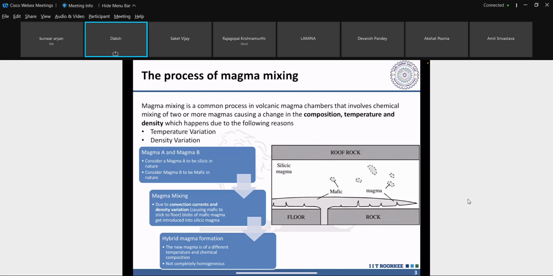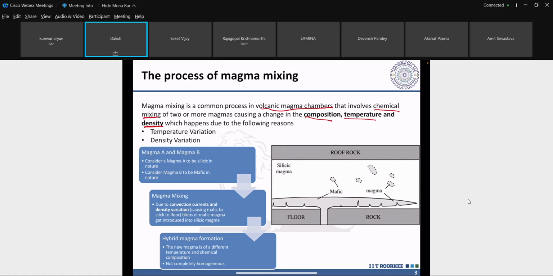Before starting, let me give you another basic concept about magma mixing. Magma mixing is a common process found in volcanic magma chambers that involves chemical mixing. Take that in mind. It's chemical mixing of two or more magmas, causing a change in the composition, temperature, and density of the final magma that is formed by the hybridization of the two magmas that mixed. This happens due to the following reasons. One, maybe temperature variation. That is, the temperature of magma A might be different from the temperature of magma B, which causes the mixing. Or second, it can be density variation.